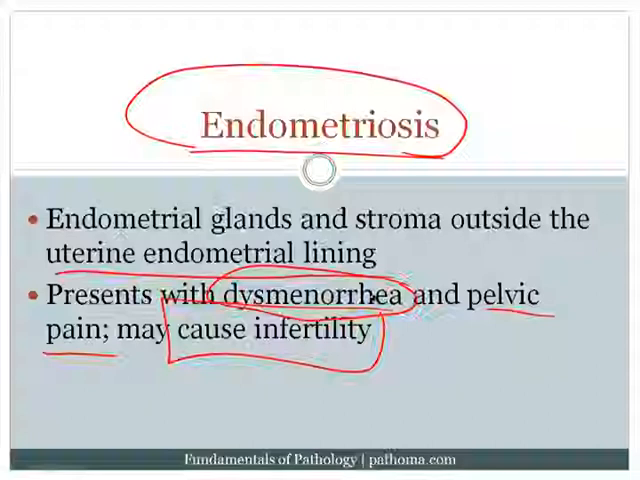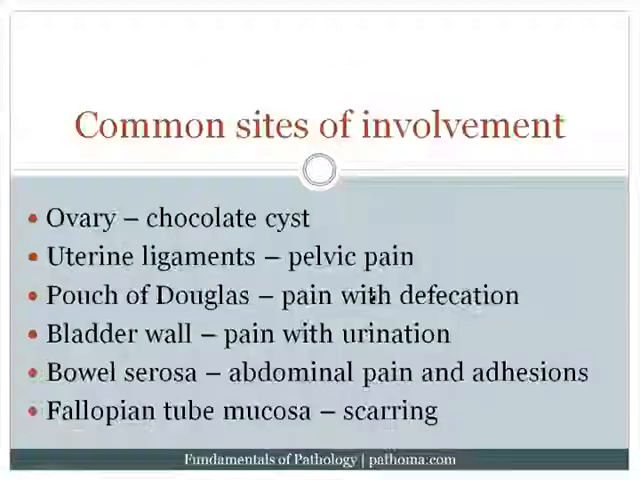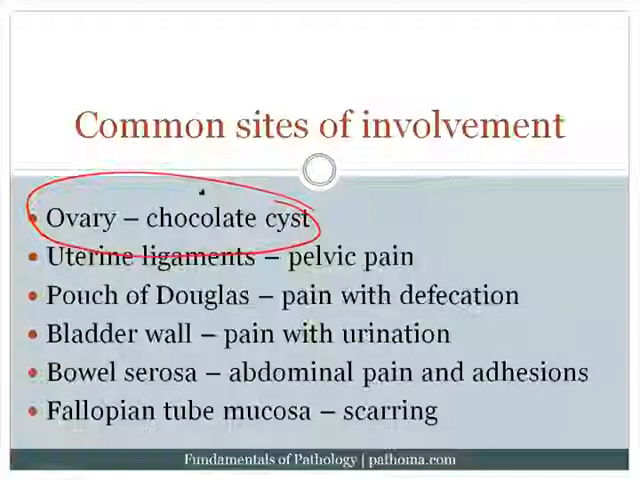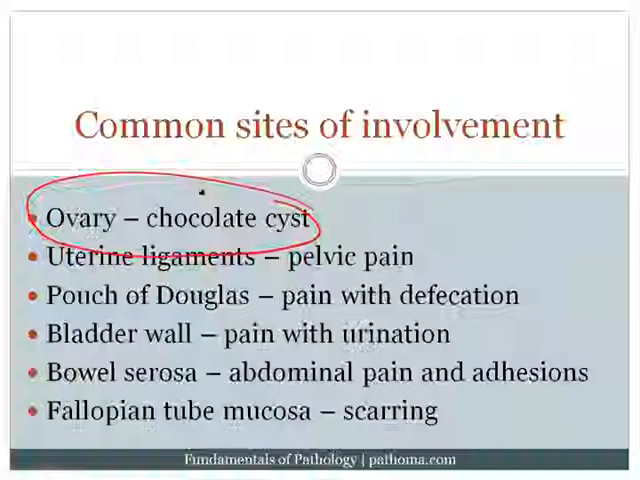What's probably most important is to recognize that the current prevailing theory is the retrograde menstruation theory. When you have endometriosis, there are some common sites of involvement. The most common site of involvement is the ovary, and the classic problem within the ovary is called a chocolate cyst. I'll illustrate that in a few minutes when we get to the next slide.